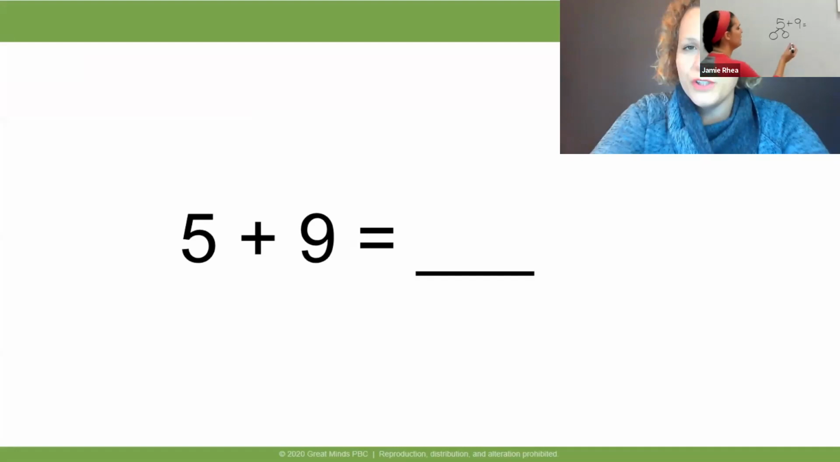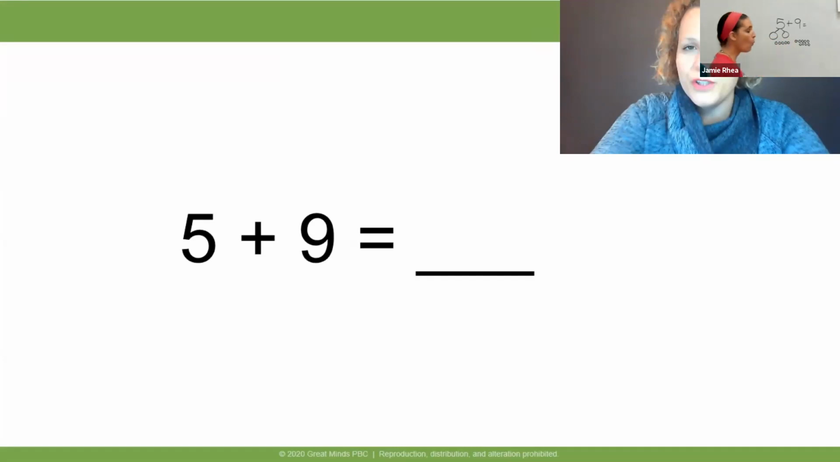So I'm going to draw my 9. 1, 2, 3, 4, 5, 6, 7, 8, 9. Now remember, I'm doing it like a 5 group. So I'm on the top and 4 on the bottom. And then I'm going to draw my 5. 1, 2, 3, 4, 5. Okay. Now, how can I make my 9 into 10?